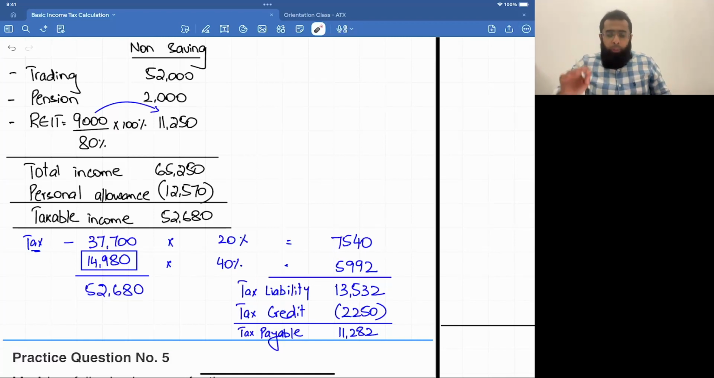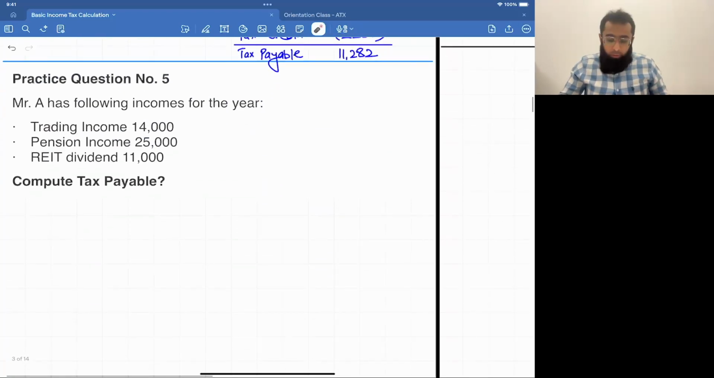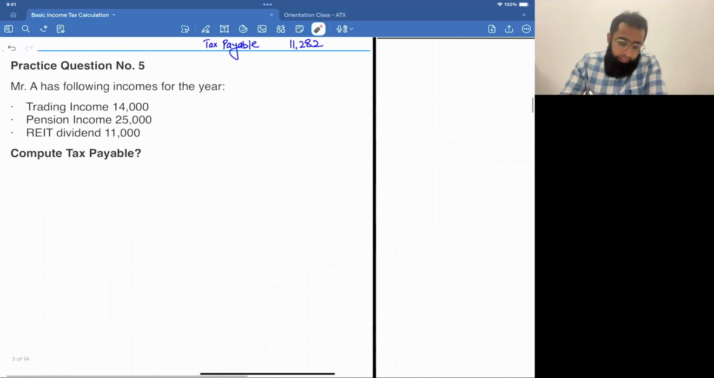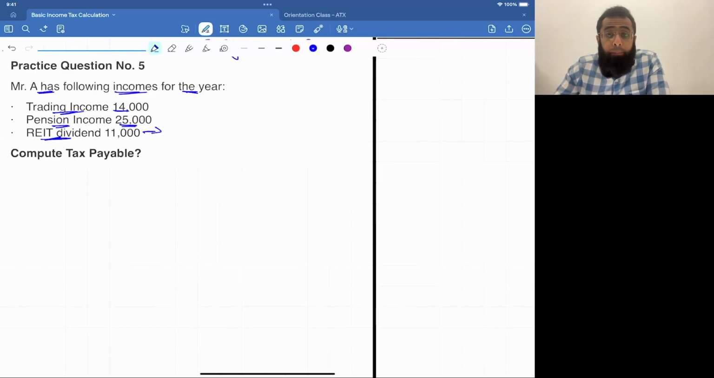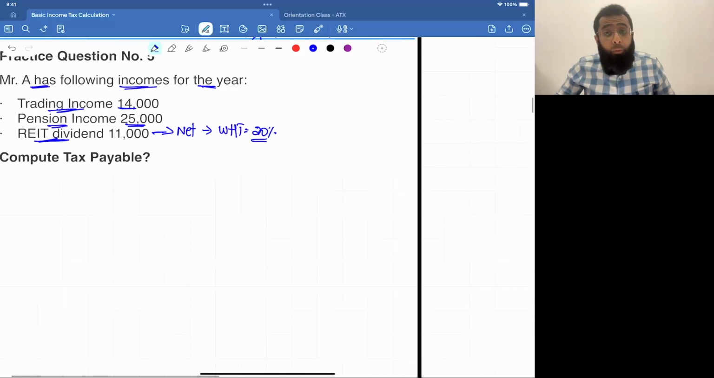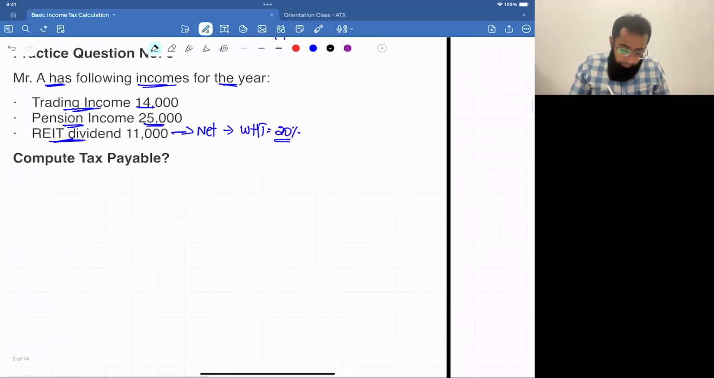Okay, one more question. Okay, no hurry. Let's look at it. Mr. A has the following incomes for the year. Trading income 14,000. Pension income 25,000. Real estate investment trust 11,000. So this amount is net. Withholding tax is 20%.